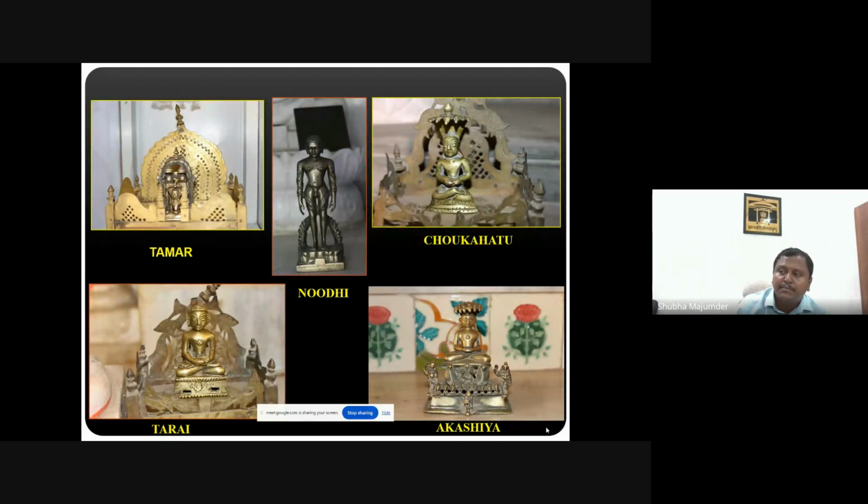So these are some features we noticed when we explored the area, and we found a good number of images. Some Dvitirthika type of images were also found, and in some cases we also noticed an inscription just on the backside of the images. It mentions the donation of the images. Some of the images are still worshipped, some of the images are not worshipped anymore. They are just kept in the modern Jain temple.